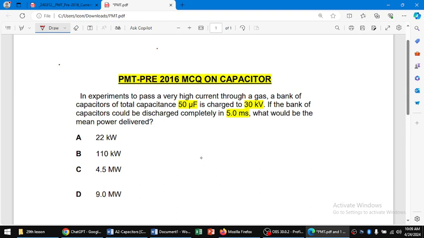In an experiment to pass a very high current through a gas, a bank of capacitors of total capacitance 50 microfarad is used. The capacitance is 50 into 10 to the power minus 6 farad, and the voltage V is 30 into 10 to the power 3 volts, because kilo is 10 to the power 3. If the bank of capacitors could be discharged completely, the time of discharge t is 5.0 into 10 to the power minus 3 second. What would be the mean power? So we need to find the mean power delivered.